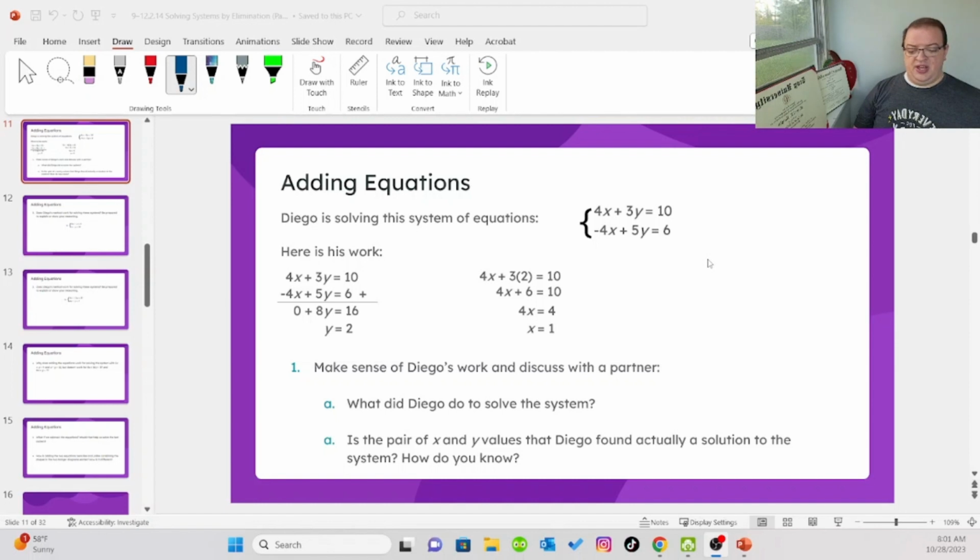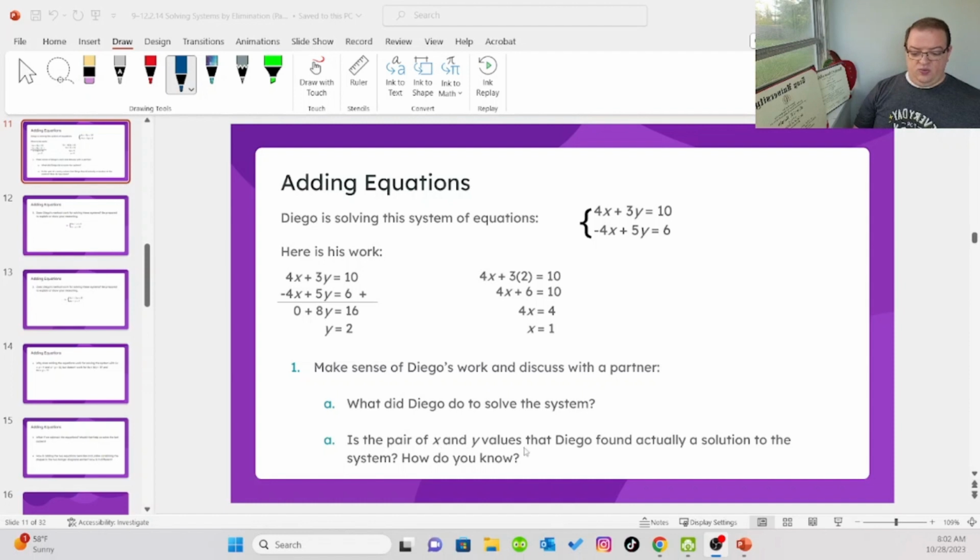Okay, let's go through these now. What did Diego do to solve the system? Diego added the bottom equation to the top equation. Because 4x and minus 4x are opposites, the x goes away. Now he has an equation with y only, and he solves for y. Then he substitutes that value of y back into the top equation in order to solve for x. Now Diego knows where these two lines will cross if we were to graph them.